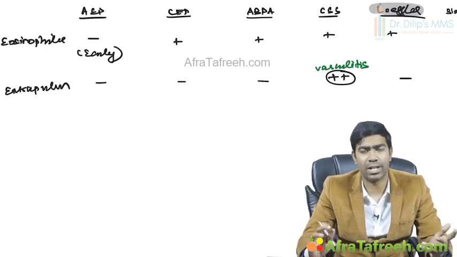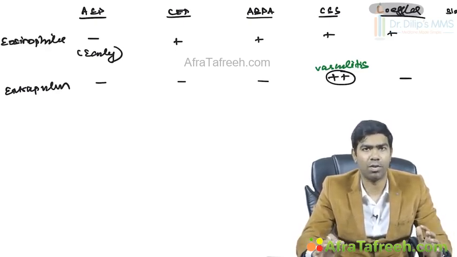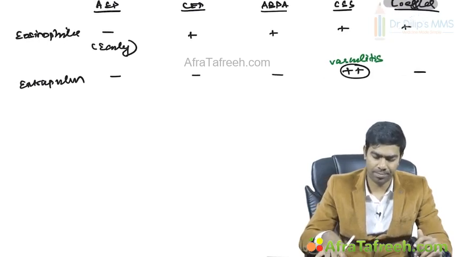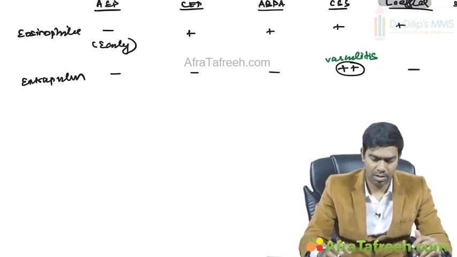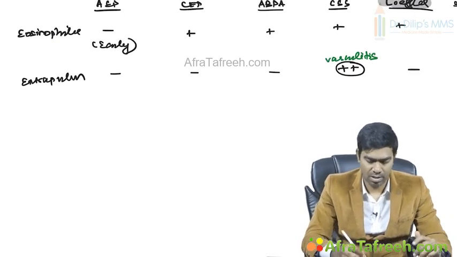So sometimes you might get GI involvement, and very rarely renal involvement, in Churg-Strauss. So extrapulmonary and multi-organ involvement is a feature of vasculitis, so definitely you will see it there. Apart from that, other findings will be there in all these conditions. What are the other findings?